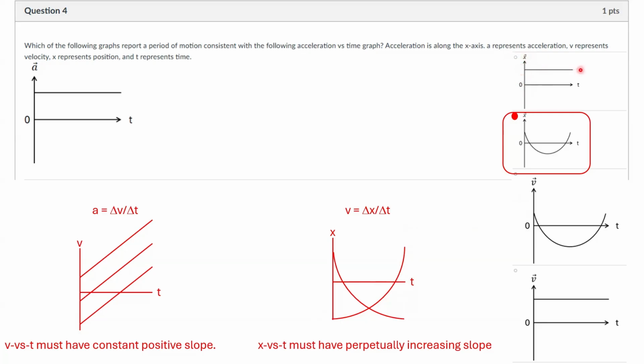It has a slope of zero at all times. The second graph here does. It starts with a slope that is initially downhill and steep, becomes less steep, becomes zero, becomes positive, becomes more steeply positive. This graph is consistent with the acceleration graph, so that would be my answer choice.